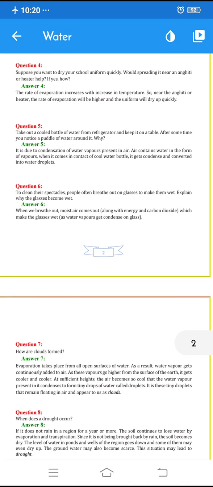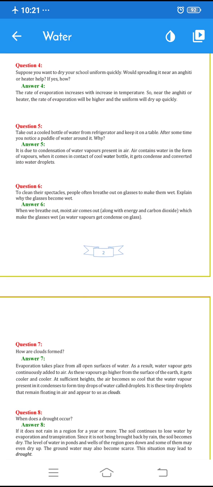Fourth question. Suppose you want to dry your school uniform quickly. Would spreading it near an angithi or heater help? If yes, how? See, you have washed your uniform, and you want to make the uniform dry up quickly. So whether you would spread it near an angithi or near a heater, which help will you take, for which the cloth gets dry up faster? So you have to say yes or no. If yes, why? You have to explain how.